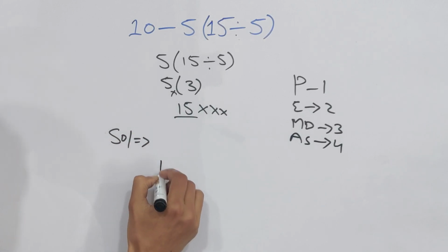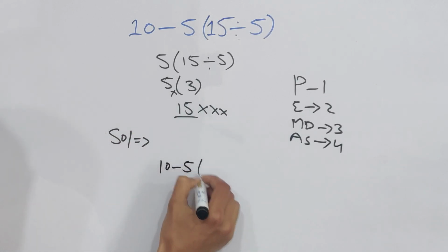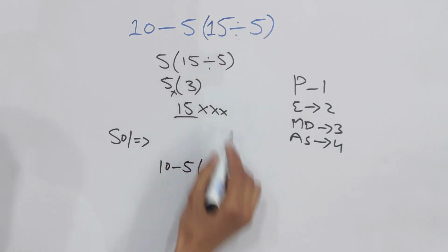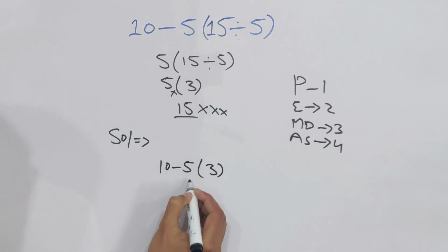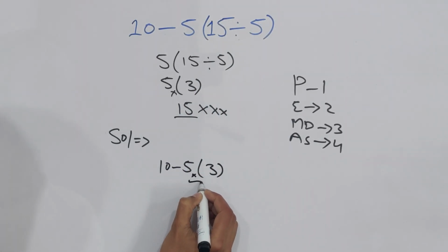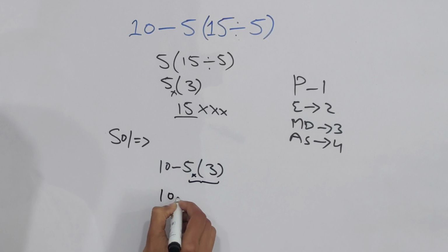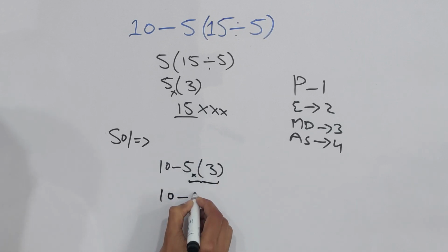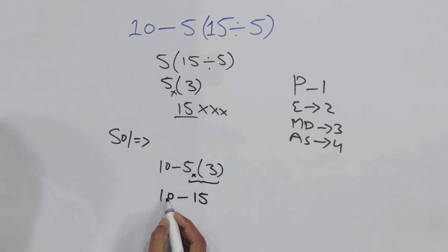Okay, so 10 minus 5, right? So inside the parentheses 15 divided by 5 is equal to 3. So here is multiply. So multiply first. So 10 minus 5 times 3 is equal to 15, and 10 minus 15 is equal to 5. This is the correct answer.